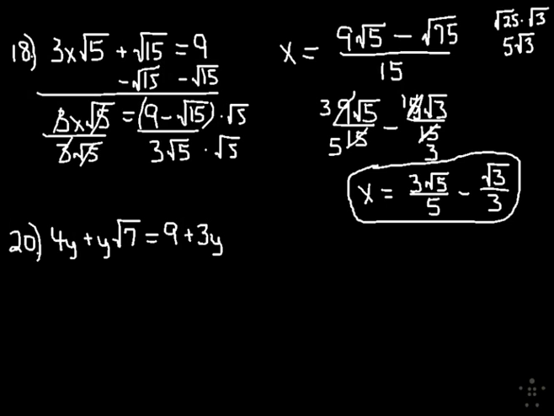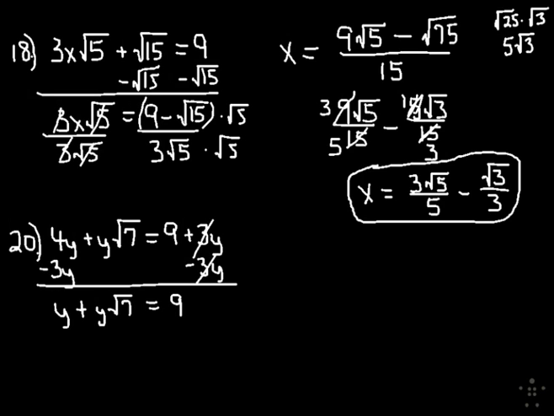Moving on to question number 20. On number 20, I got 4y, and then I got a plus y square root of 7 is equal to 9 plus 3y. So I got y's on the right side over there. So the first thing I want to do is get it to my left side. And so I want to subtract it to get it right there. And that's just going to give me 1y plus y square root of 7 is equal to 9.